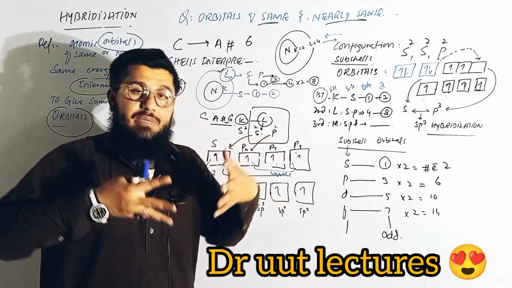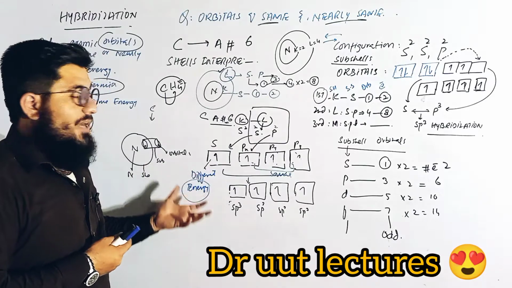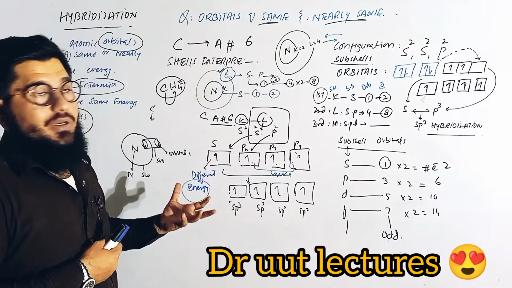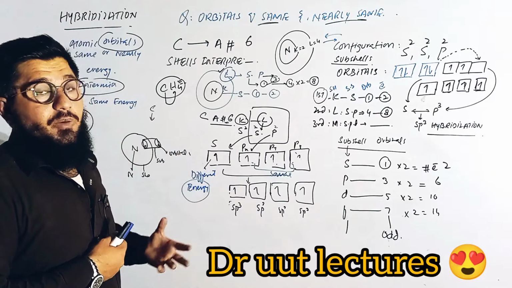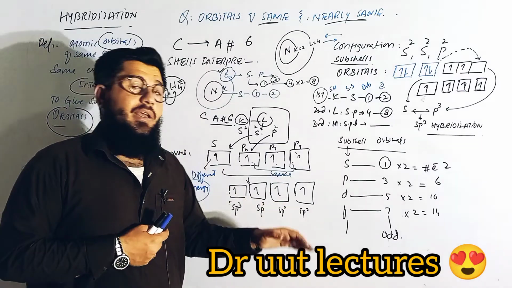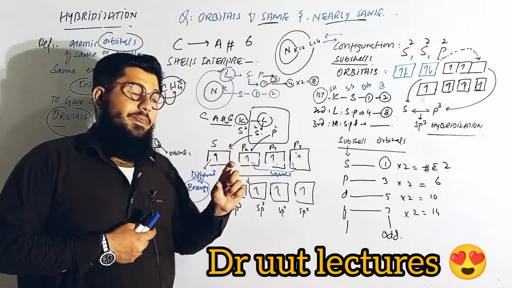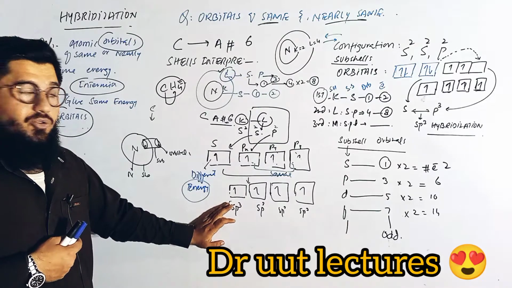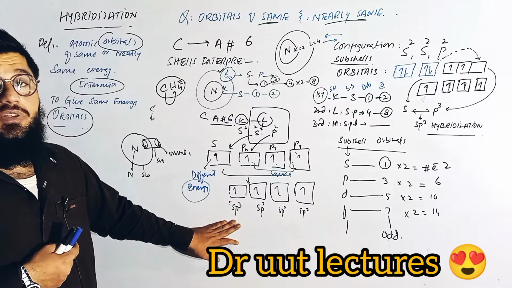Hybridization is actually the mix-up. The hybrid is formed, and that mix-up provides us equality in the orbitals. That's why they are named sp3, sp3, sp3.